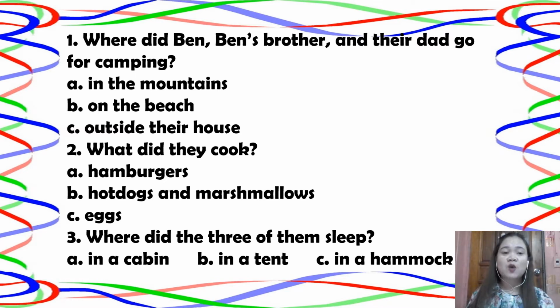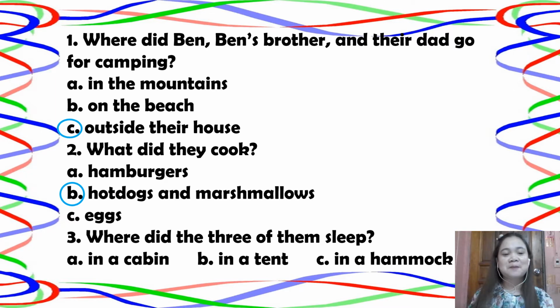Number 1, where did Ben, his brother, and their dad go for camping? Is it A, in the mountains, B, on the beach, C, outside their house? That's great. They have their camping outside their house. Number 2, what did they cook? A, hamburgers, B, hot dogs and marshmallows, C, eggs. Correct. Hot dogs and marshmallows.